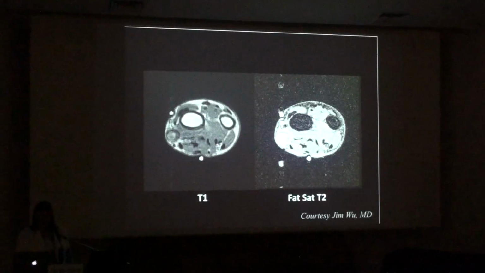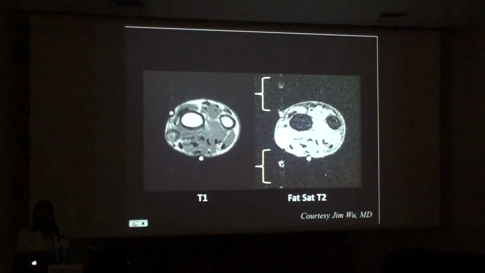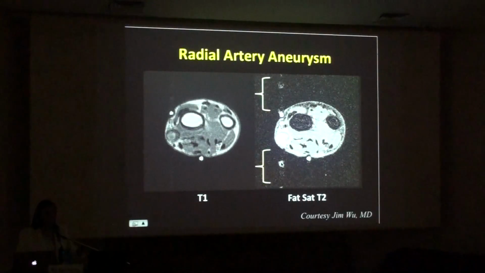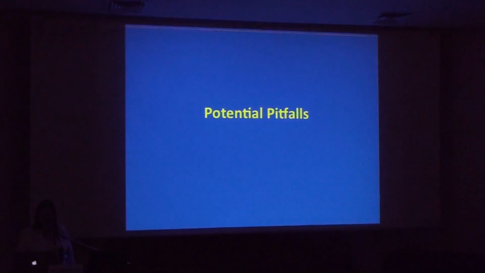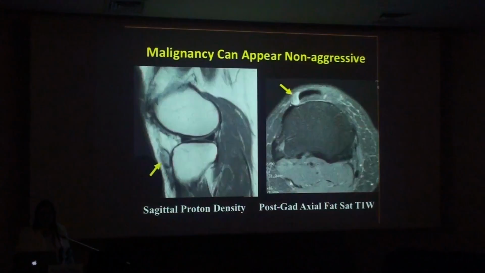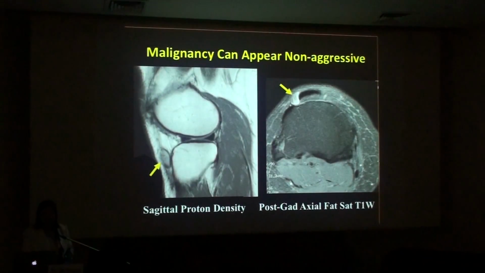You said, well, wait a minute here. There's a lot of pulsation artifact off this thing, and by the way, it connects to the radial artery, so no thank you, I'll pass. This was a radial artery aneurysm. So again, thinking about where things are. So 3 important pitfalls to talk about.